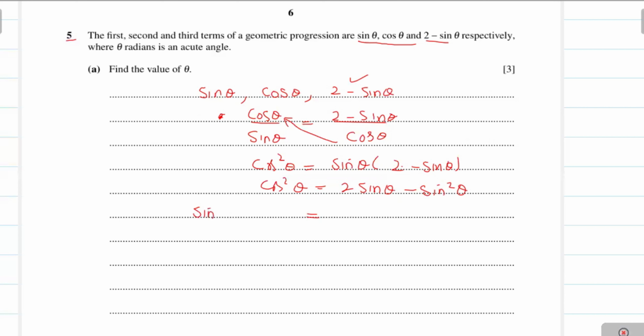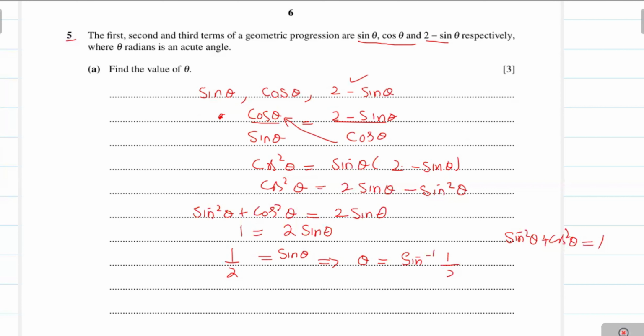This becomes sine square theta plus cos square theta equal to 2 sine theta. And we use the identity that sine square theta plus cos square theta equals 1. Therefore, we write 1 equal to 2 sine theta, and sine theta will be equal to 1 over 2. Therefore theta will be equal to sine inverse 1 over 2, and the value will be equal to pi over 6. This is the sine inverse 1 over 2, and this is the answer.